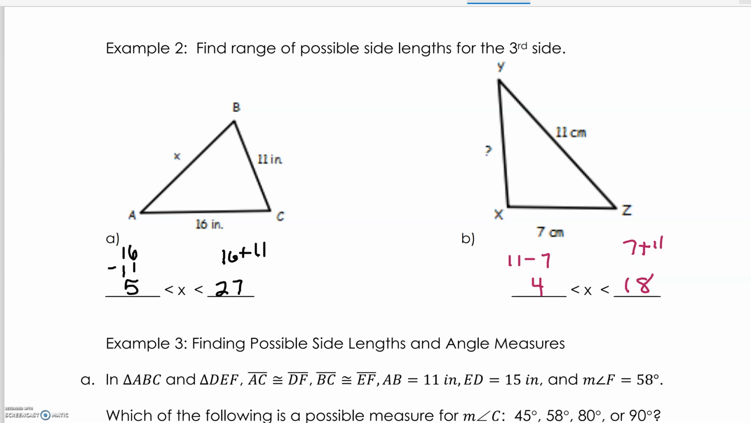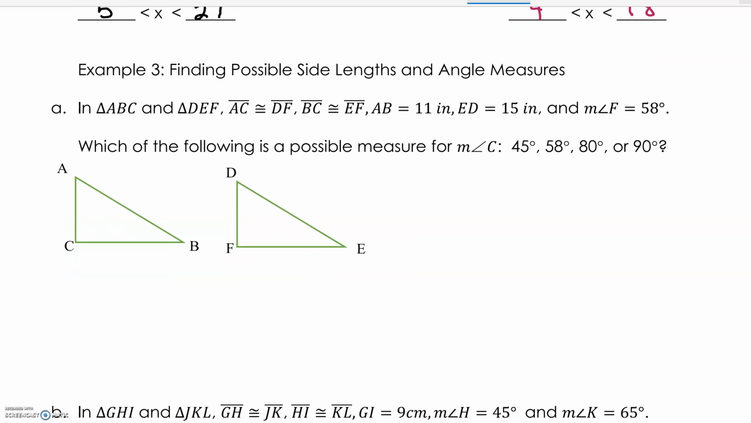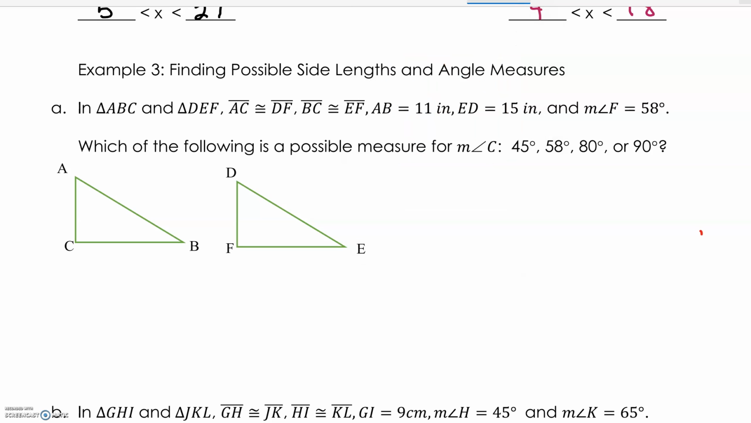And the last section here, we are going to label our pictures, our triangles here with what's given. It says that AB is 11, ED is 15, measure of angle F is 58 degrees. So what's the possible measurement for C? Well, if this one is 15 and it has 58 across from it, this one is less. So it should be less than 58, correct? So it can't be any of those. It would have to be 45 is the only possible measure.